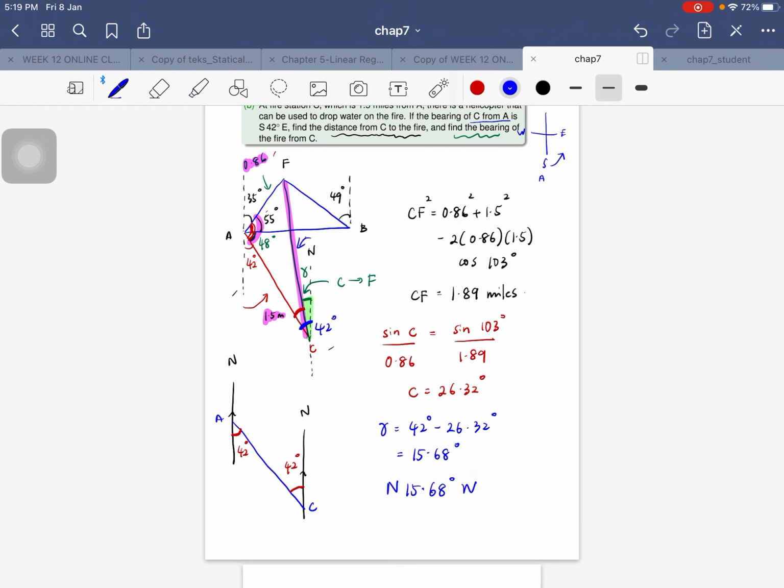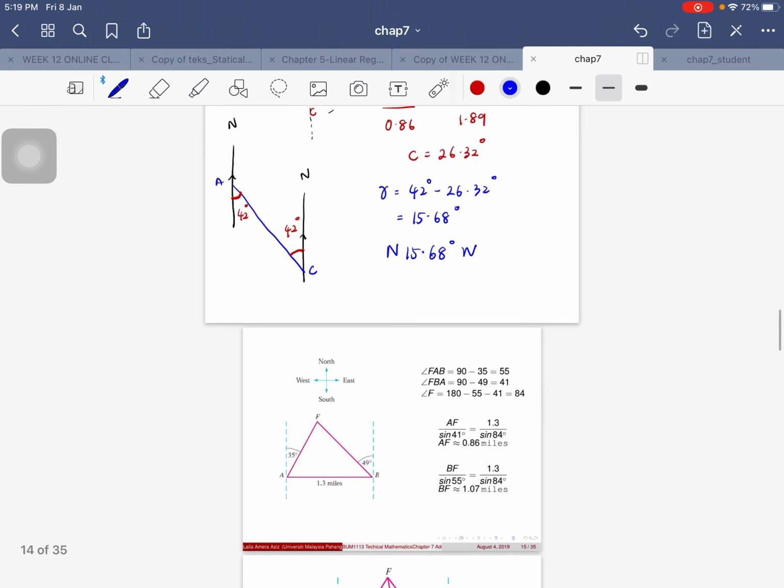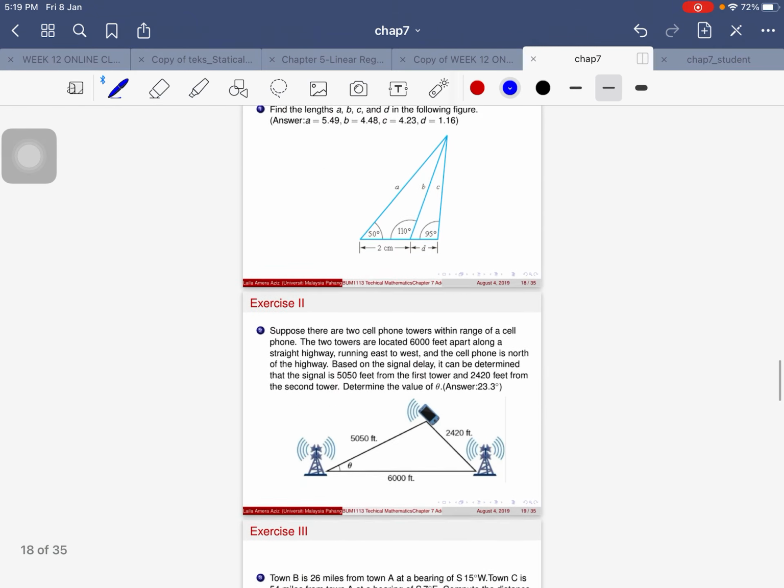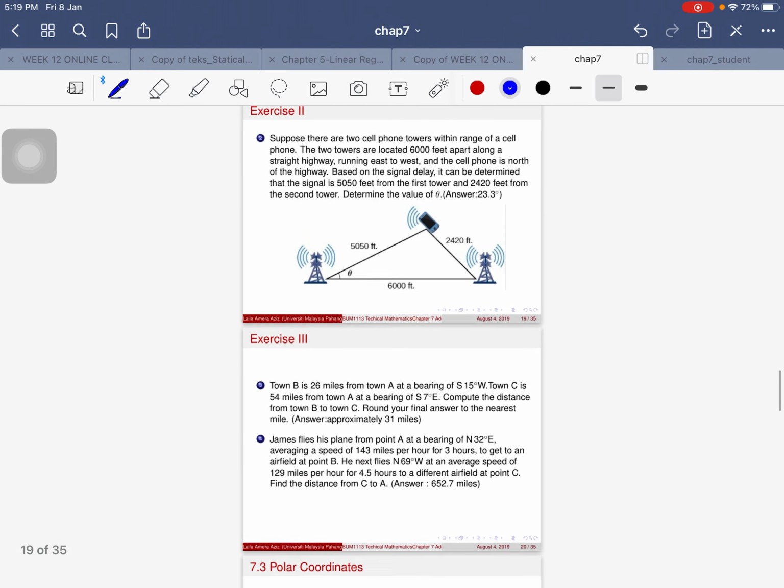So I know that this is not very easy for you to digest. This is a lot of things, but this is what an application problem is like. So you have to try to get as much information as you can from the question and come up with a sketch that you can actually use to figure out what we are trying to do in the question. So I have prepared a bunch of questions for you to try over here.